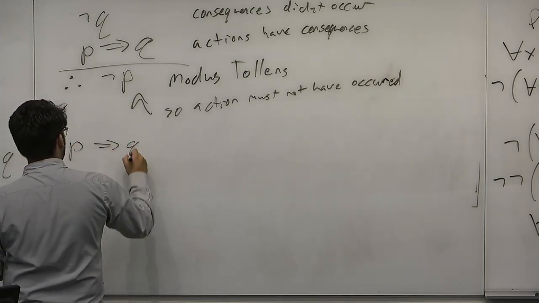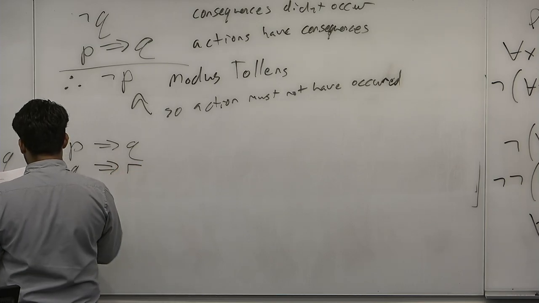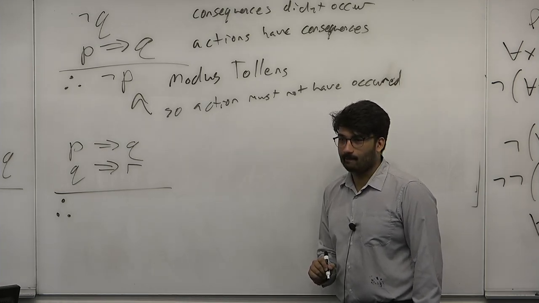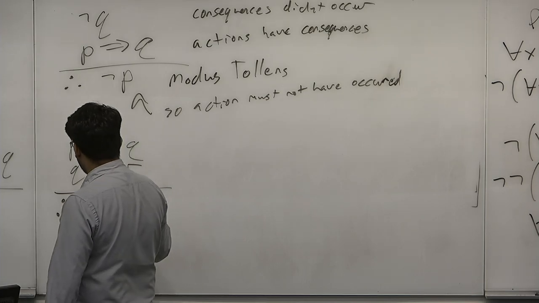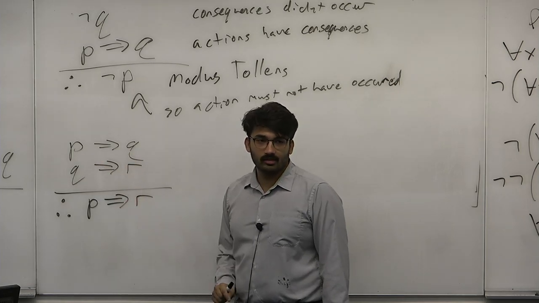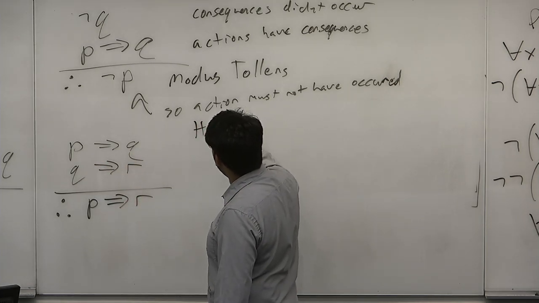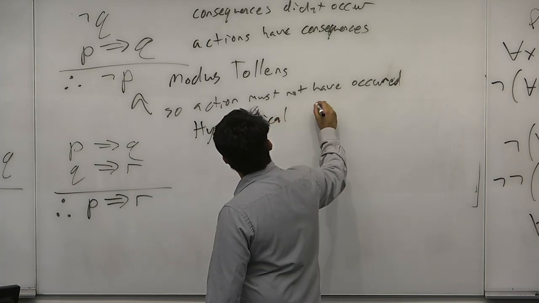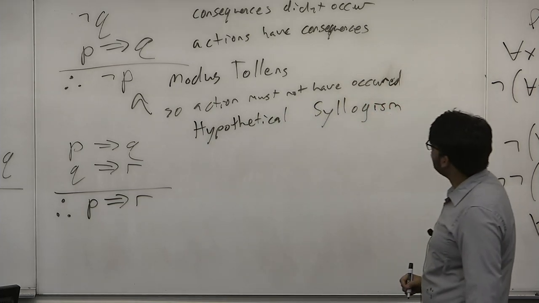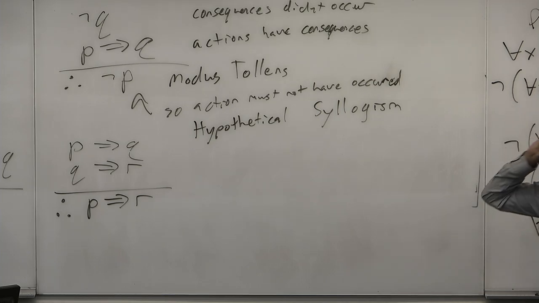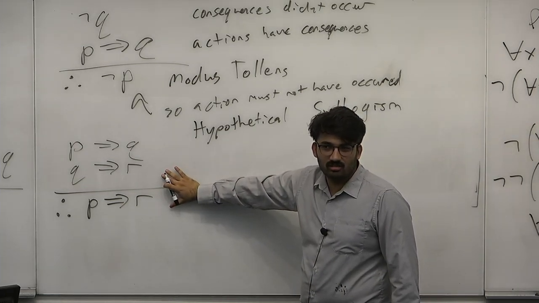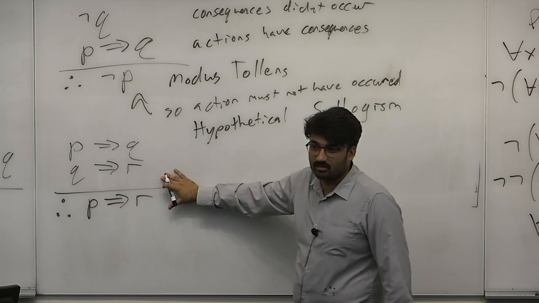P implies Q. Q implies R. Therefore, what? P implies R. Think of this like a path in a graph. P to Q, Q to R, therefore P to R. That's all this is. This is called hypothetical syllogism. This also says, if you think about the implication as a relation, what do you know? Are you guys familiar with what this says for the relation? This is a transitive relation.